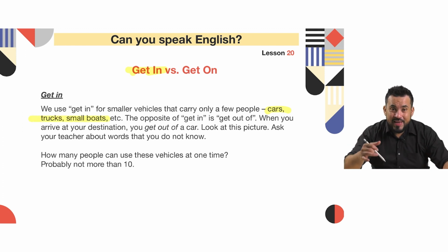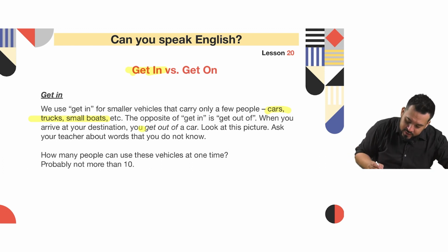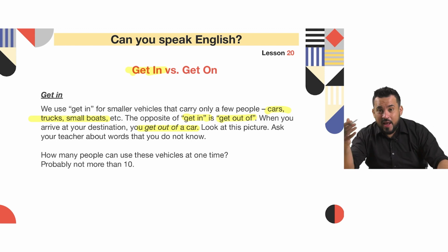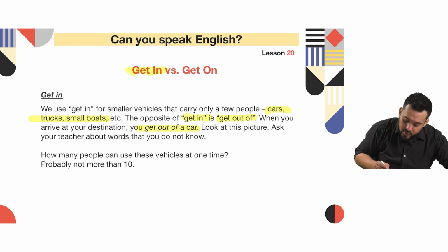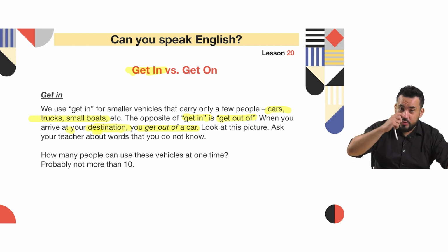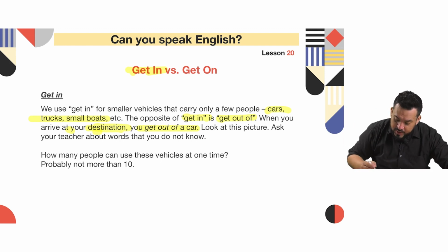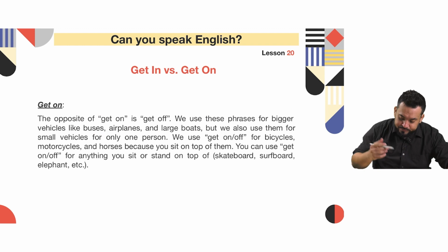The opposite of get in is get out of. Get in, get out of. Like get out of the car or get in the car, or you get out of the car once you reach your destination. Okay, destination means the place that you are going to. It's called your destination.